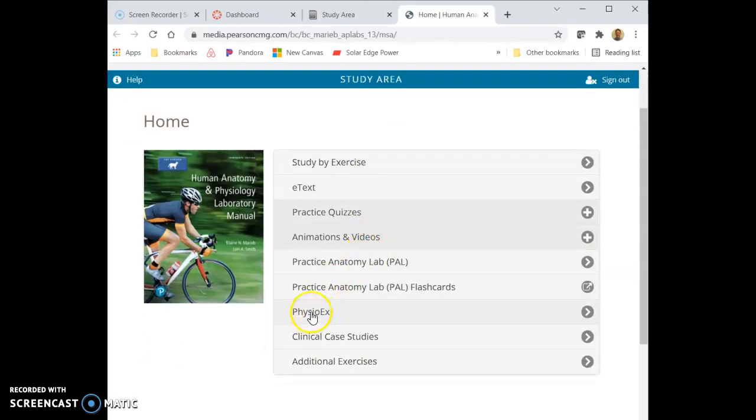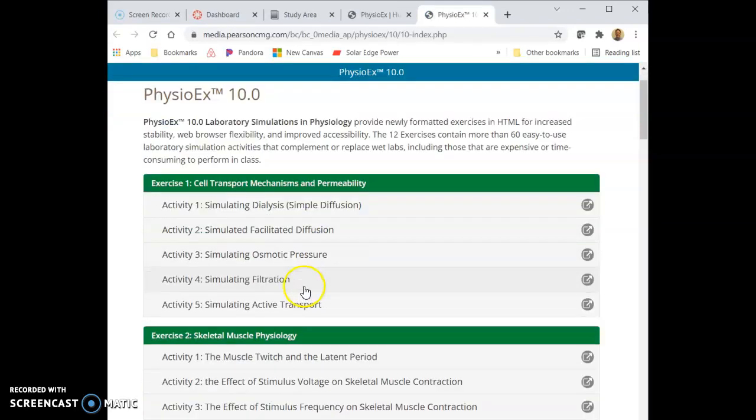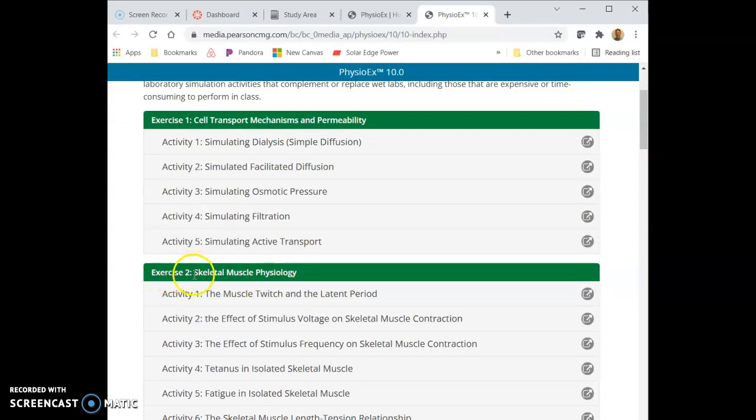And then you look for PhysioEx. Here it is. Here was your lab. The pig lab was up here earlier in the semester. We're just 2 down, PhysioEx. And by the way, you should look at these practice quizzes, animations. There's lots of good stuff in this study area. But for today, we are interested in the PhysioEx labs. Let's go to that. There it says exercises. And we're looking for exercise 2. It's PhysioEx number 2. And then activity 1. So go there.